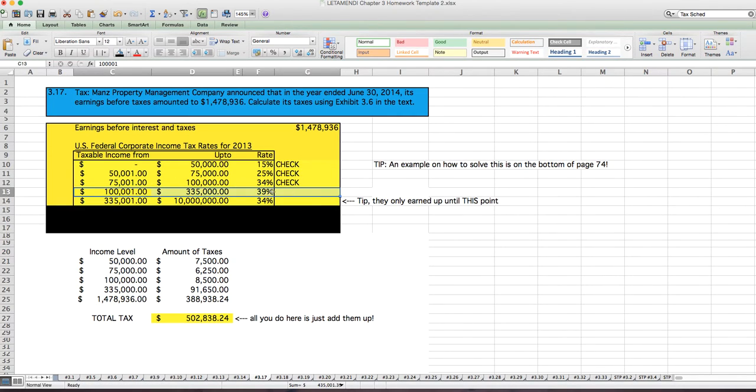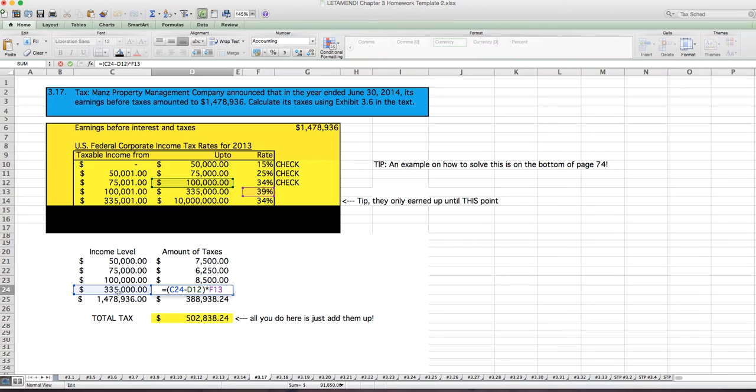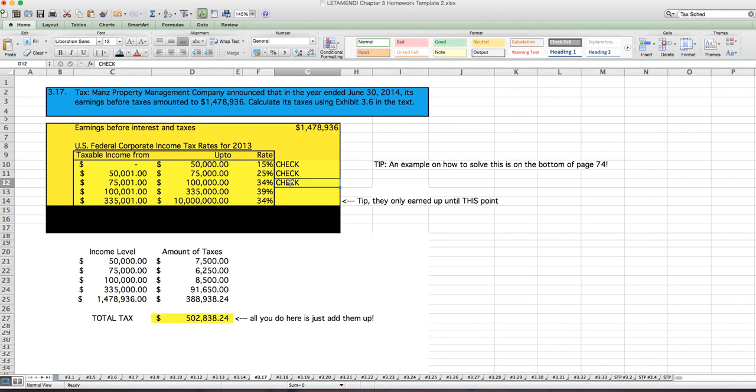So now let's move on to the next level. From 100,000 to 335,000, they're going to be taxed 39%. So what we do is, again, we take the 335,000 minus 100,000 times the tax rate for that level, which is 39%. And make sure that you put the subtraction in parentheses first so that the problem can take the tax out of that amount and not calculate it in a sequence. And when you do that, you get 91,650 as the taxes. So let's put check.